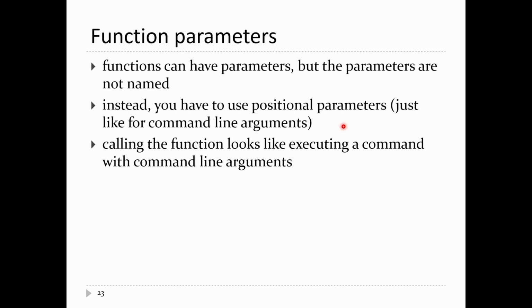So how do you get the value of the parameters inside a function? You use the positional parameters, just like we did in command line arguments. So $1, $2, $3: first argument, second argument, third argument. When you call the function, it looks just like executing a command with command line arguments. So it's function name, space, argument 1, space, argument 2, space, argument 3.